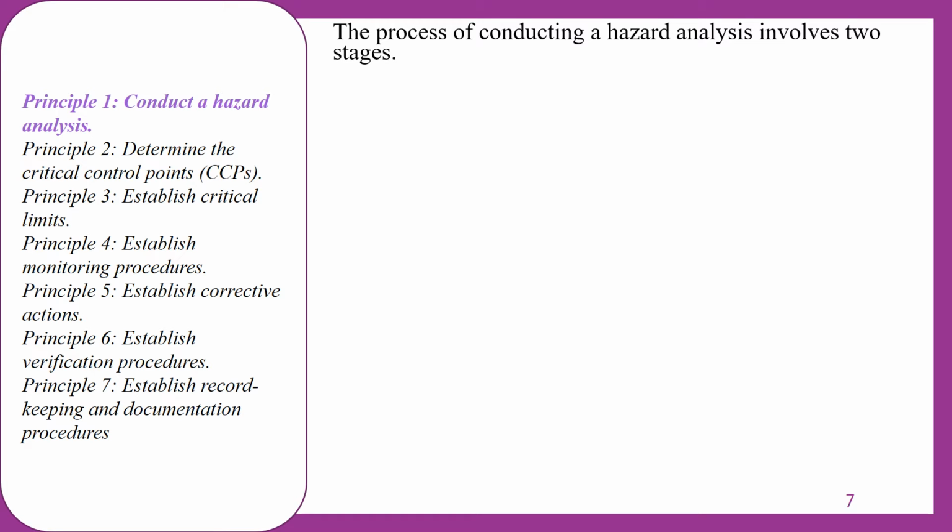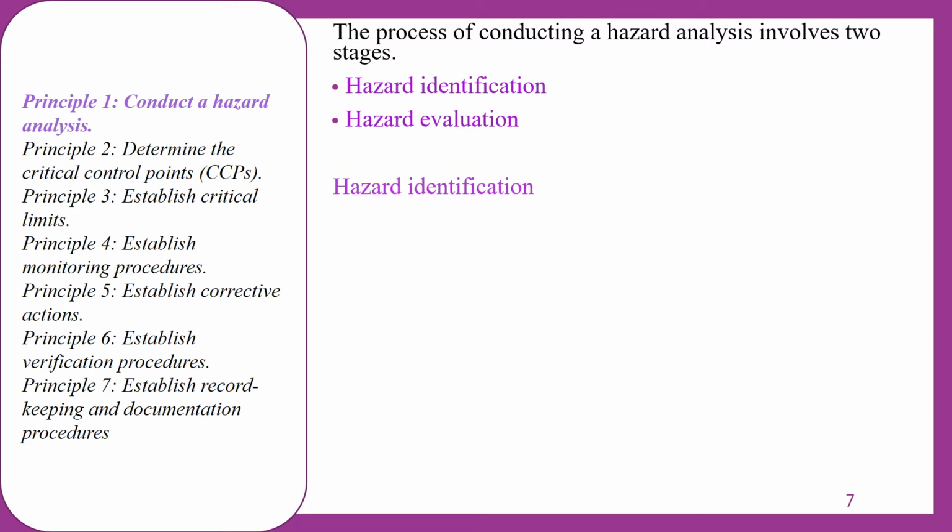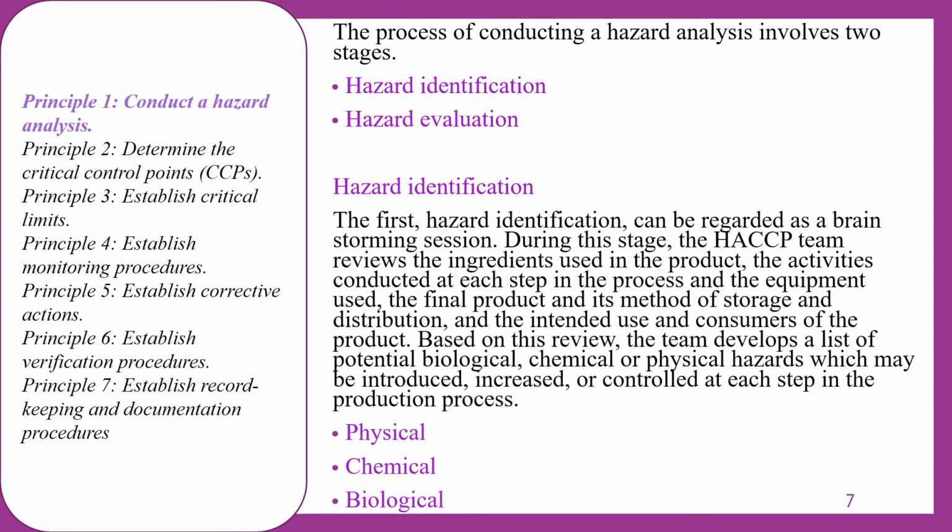The process of conducting a hazard analysis involves 2 stages: hazard identification and hazard evaluation. Hazard identification. This is the first stage, which can be regarded as a brainstorming session. During this stage, the HACCP team reviews the ingredients used in the product, the activities conducted at each step in the process, the equipment used, the final product, and its method of storage and distribution. The intended use and the consumers of the product can also be determined. Based on this review, the team develops a list of potential biological, chemical, or physical hazards which may be introduced, increased, or controlled at each step in the process.